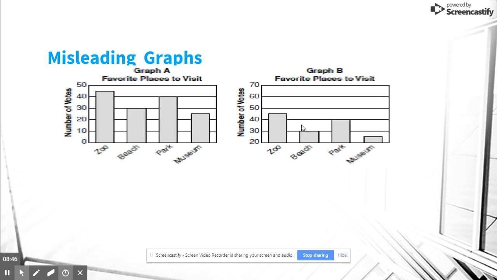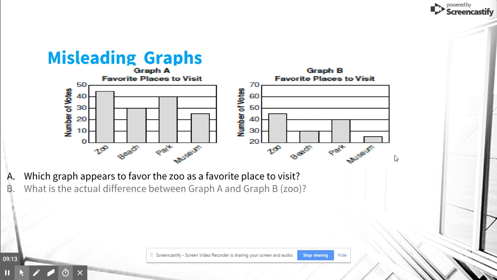Here we're comparing two things. Graph A, we're talking about favorite places to visit. Graph B, same thing, favorite place to visit. So we're looking at a zoo, a beach, a park, and a museum. Which graph appears to favor the zoo as the favorite place to visit? So we're comparing the zoo. What is the actual difference between graph A and graph B for the zoo? So again, let's look at our scales. Let's look at our interval, and what are the graphs trying to tell us?